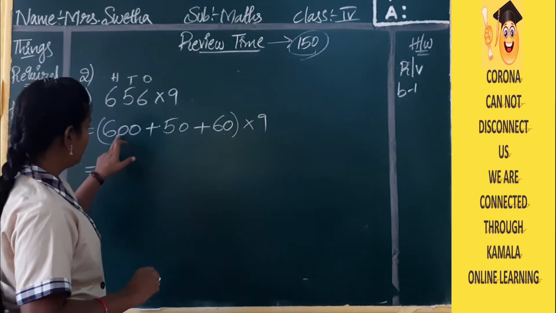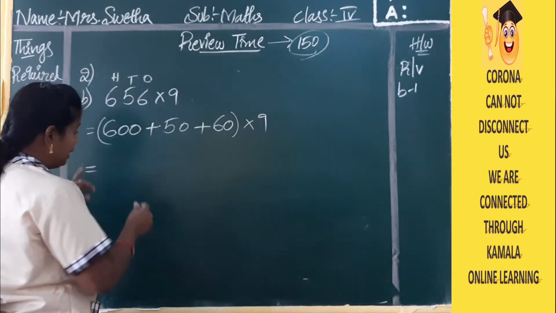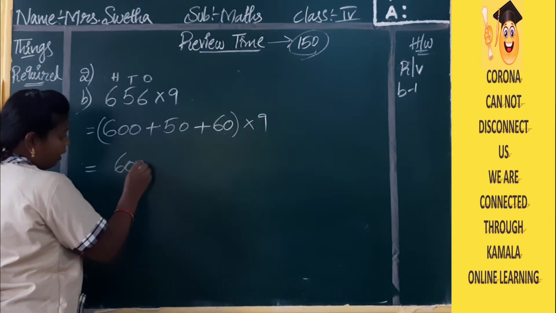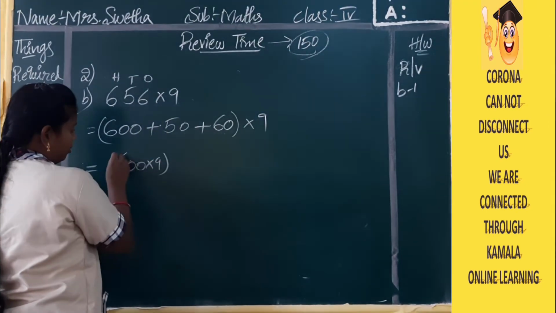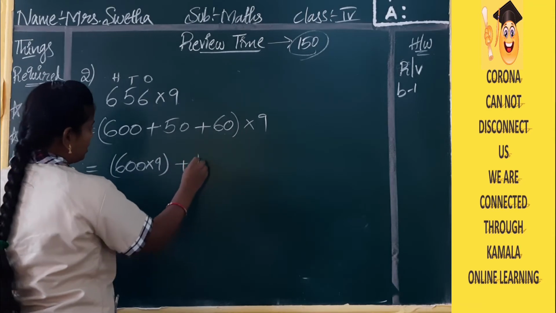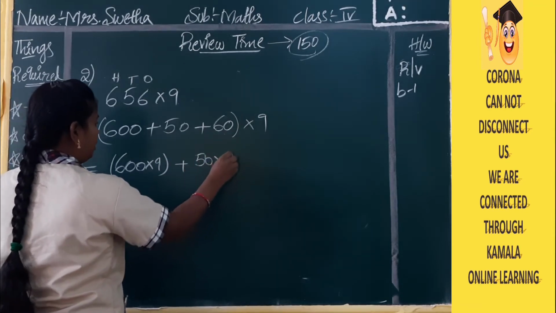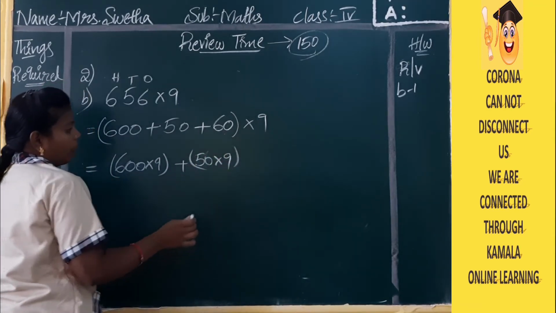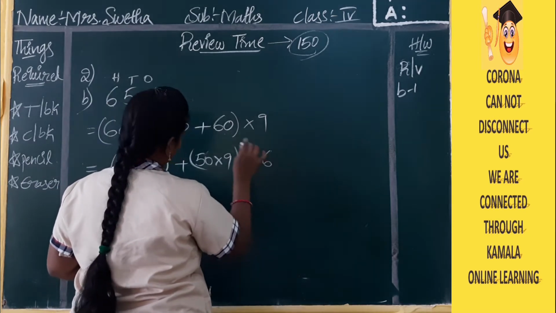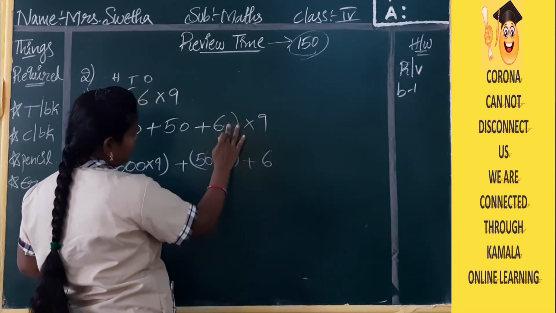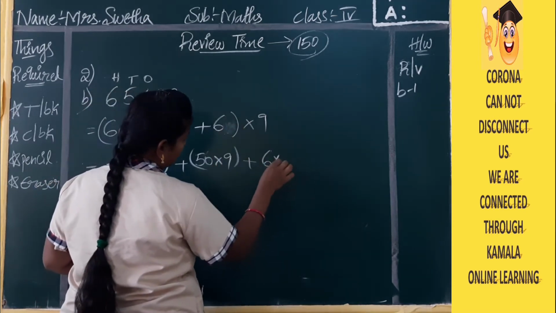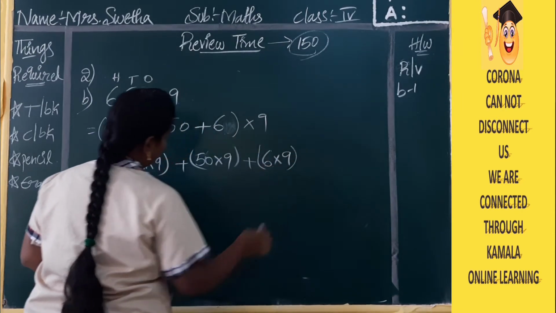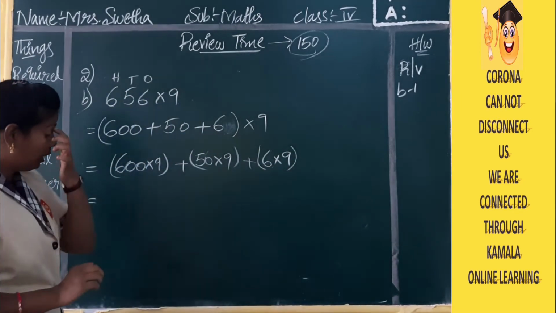Now you multiply each and every number. 600 into 9, plus 50 into 9, plus, sorry, 6 is there in the ones place, so 6 into 9.